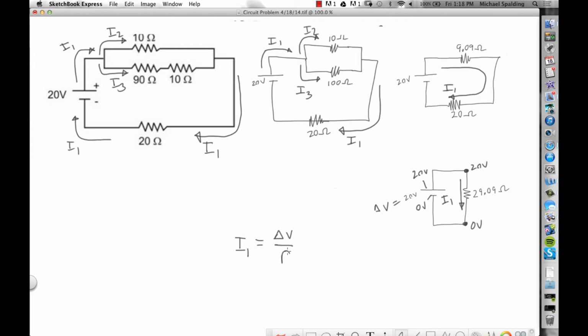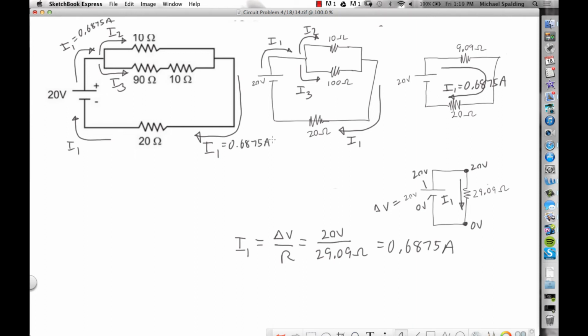I1 is going to be delta V over R. So the resistance here is 29.09, and then the voltage across that resistor is 20. So this gives us 0.6875 amps. And that is the I1 everywhere. That's the I1 here, that's the I1 over here. It's the I1 everywhere, 0.6875 amps.